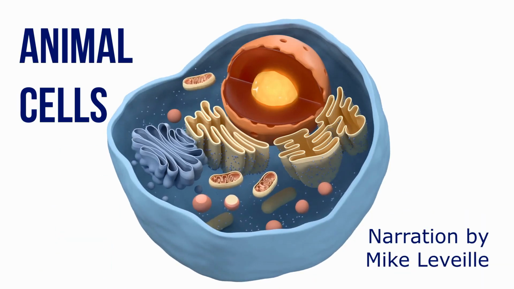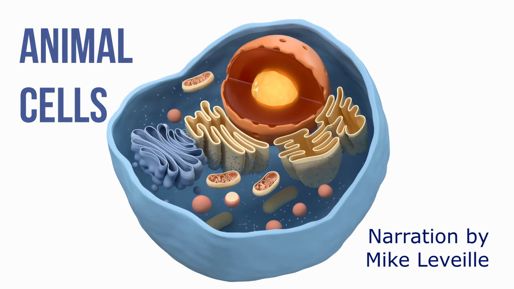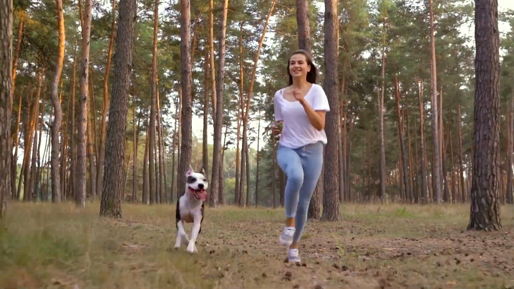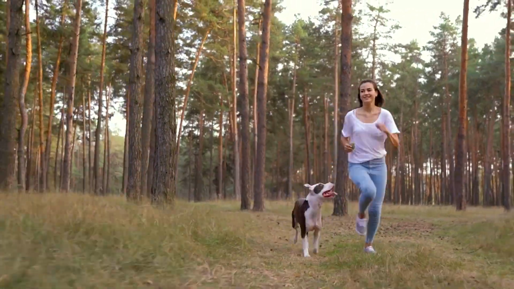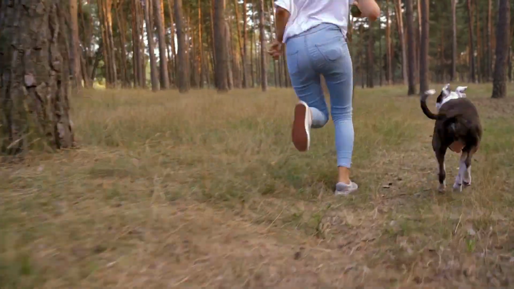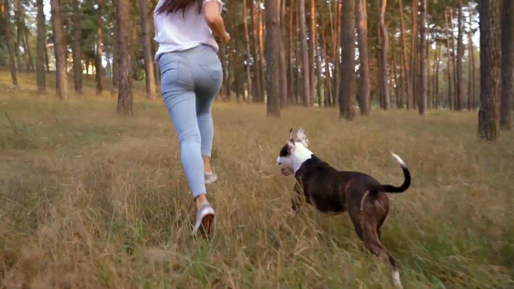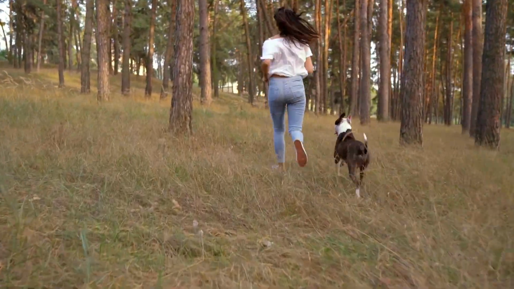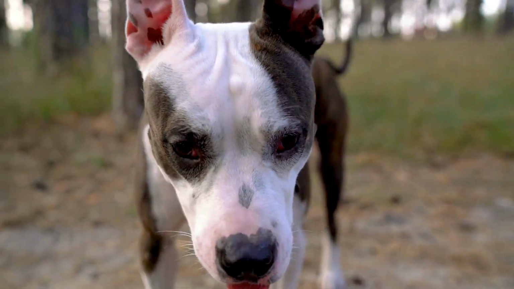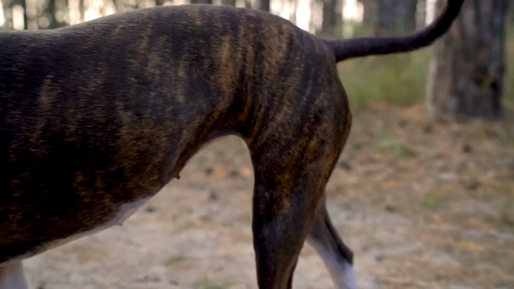Animal cells. Cells are the structural and functional unit of all living organisms. Animal cells are all eukaryotic cells, meaning that they have a true nucleus and specialized structures called organelles that carry out different functions.